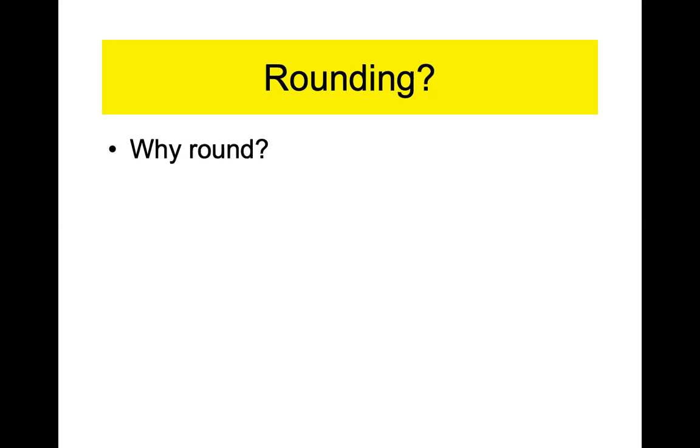Your mom has a recipe. She needs 37 eggs. Guess how many cartons of eggs you're going to buy? 3. You buy 3, you bought 36 eggs. Your mom can't make you cookies. You're going to have to buy 4. So this idea of rounding up, rounding down, comes into play.